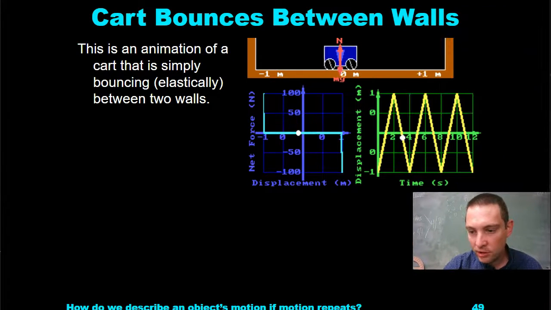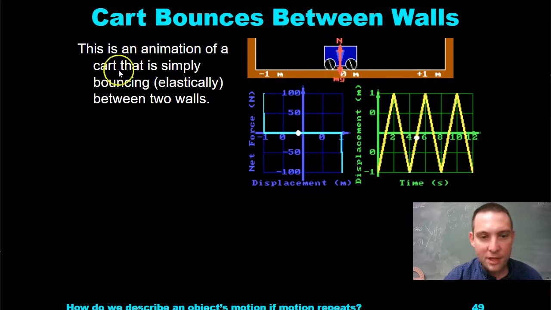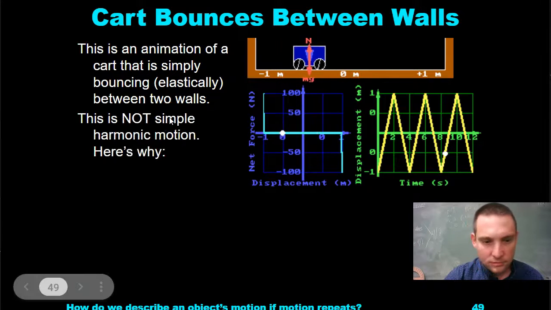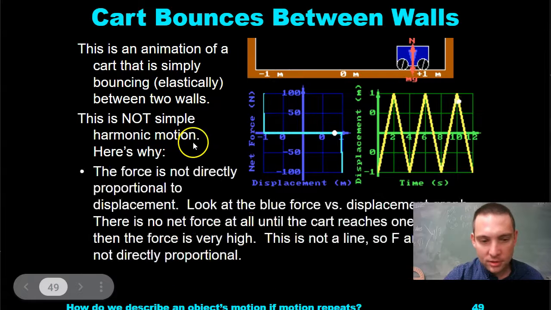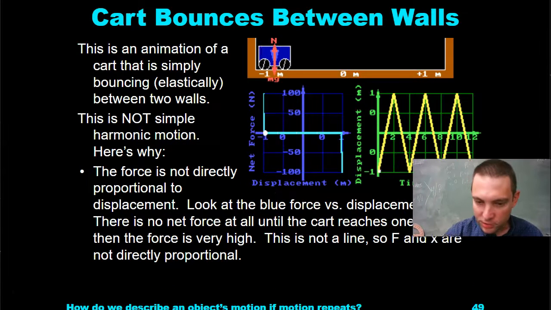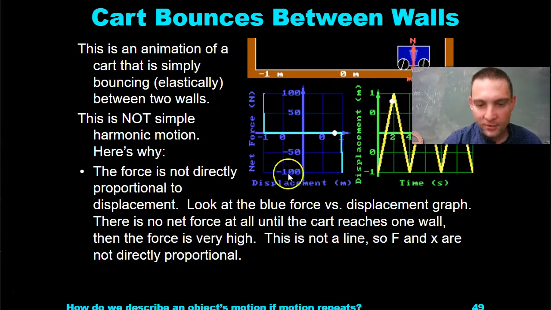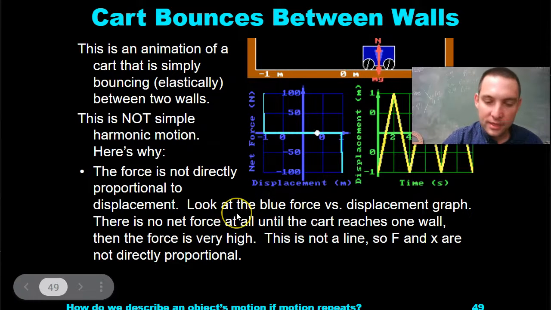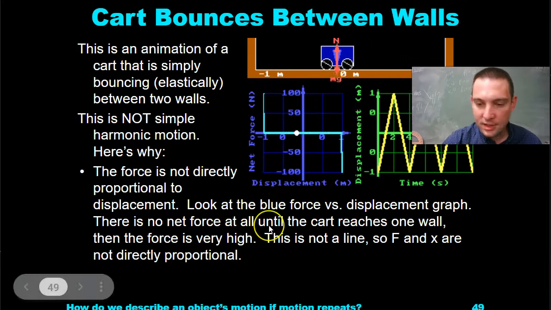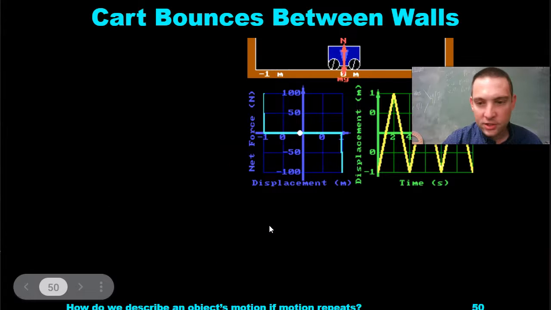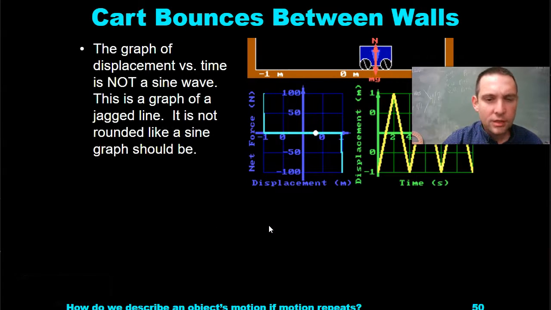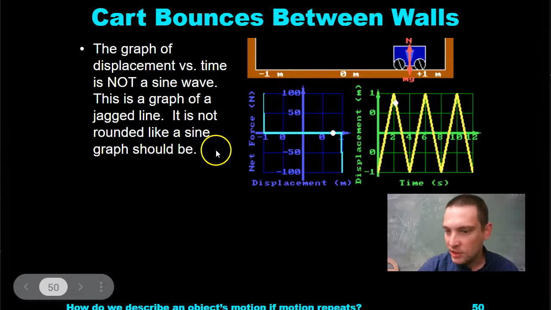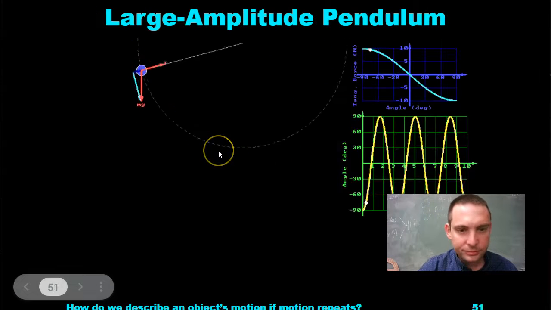Cart bouncing between walls. This is an animation of a cart that is simply bouncing between two walls. This is not simple harmonic motion because the force is not directly proportional to displacement. Look at this blue graph. There is no net force until the cart reaches the wall. Then the force is extremely high. It's not a line, so F and x are not directly proportional. The graph of displacement versus time is not a sine wave. This graph is just jagged lines.